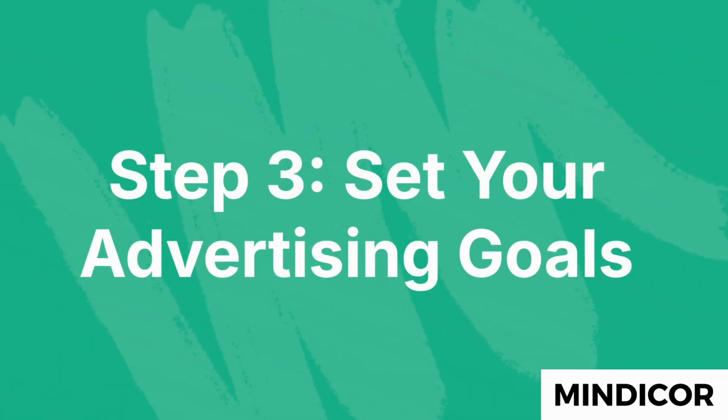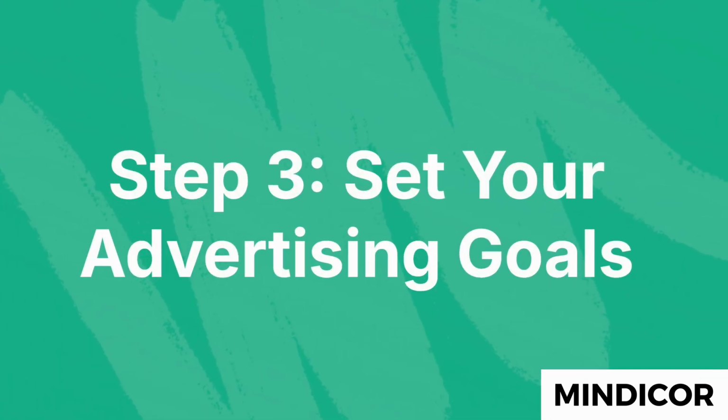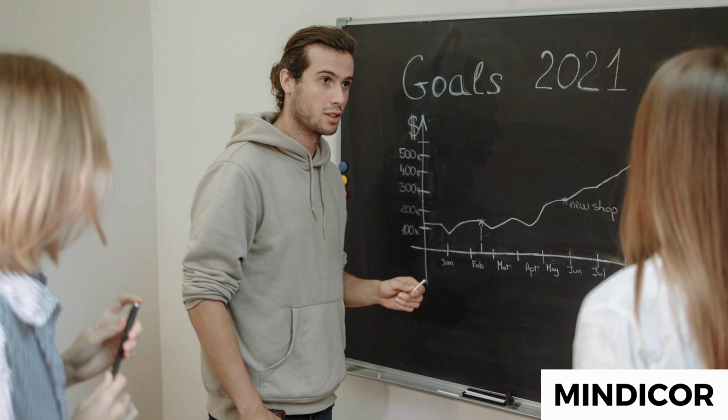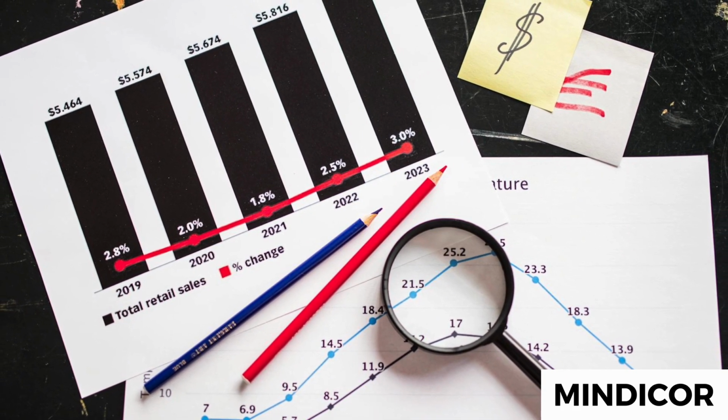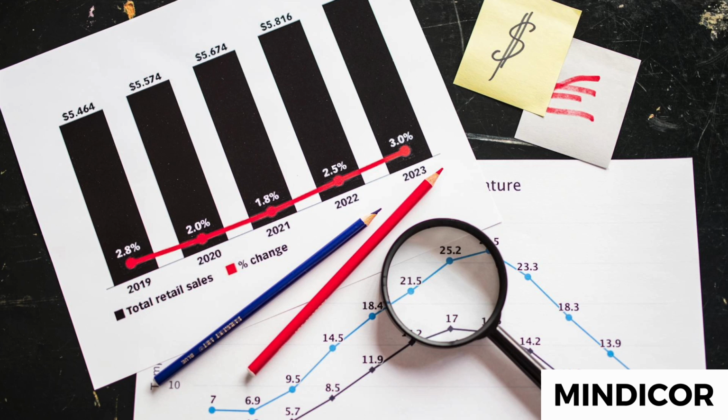Step 3. Set your advertising goals. What do you want to achieve? Choose your main advertising goal, such as driving more website visits, phone calls, or sales.